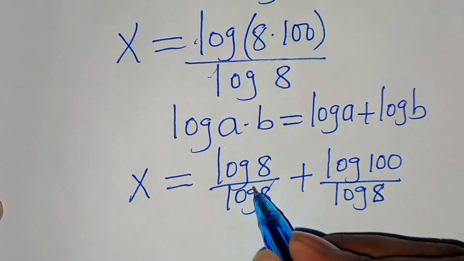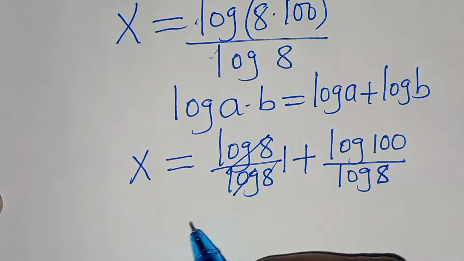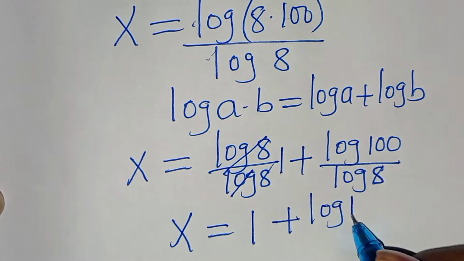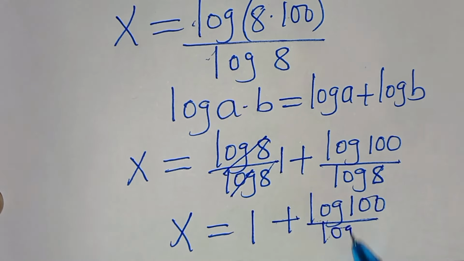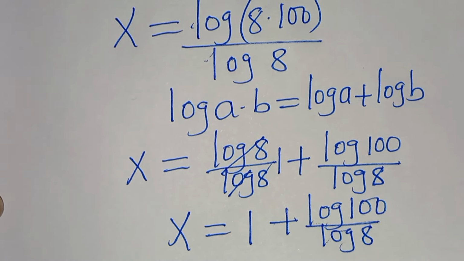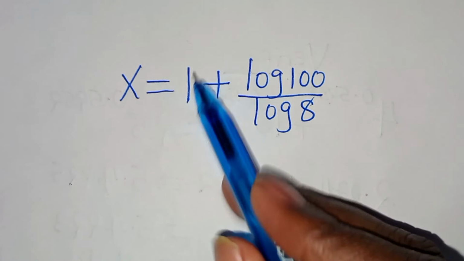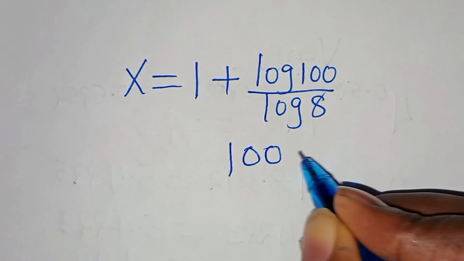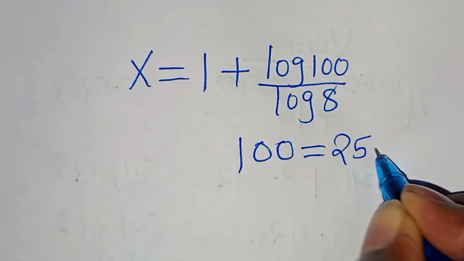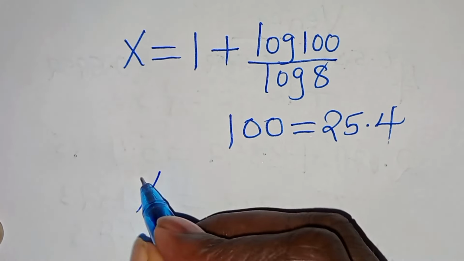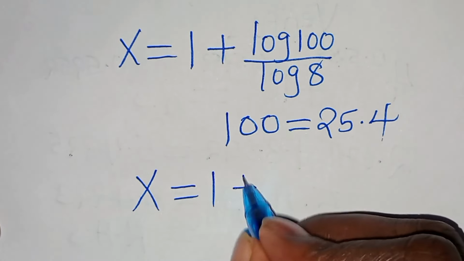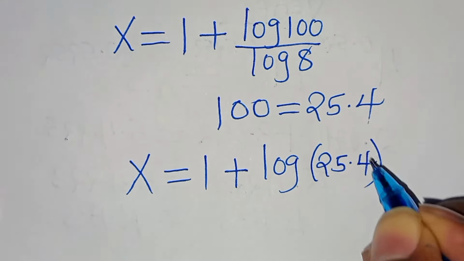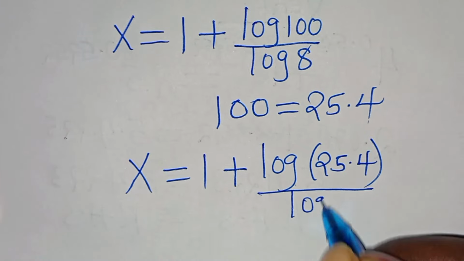So we can simplify here, log 8 and log 8 cancel, so that now x is equal to 1 plus log 100 divided by log 8. Now we have x equal to 1 plus log 100 over log 8. We can express 100 as 25 multiplied by 4. So we have x equal to 1 plus log of 25 multiplied by 4, everything divided by log 8.